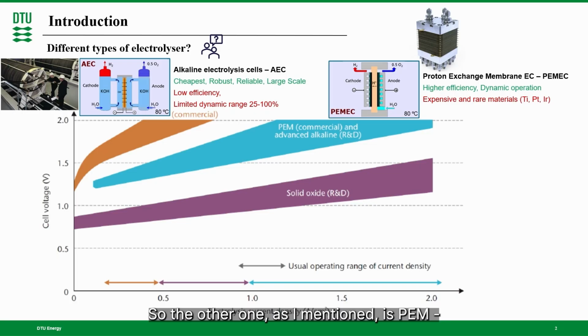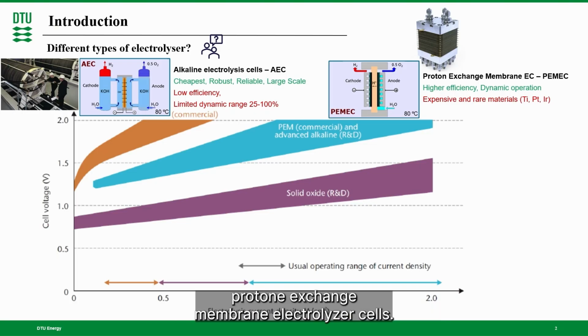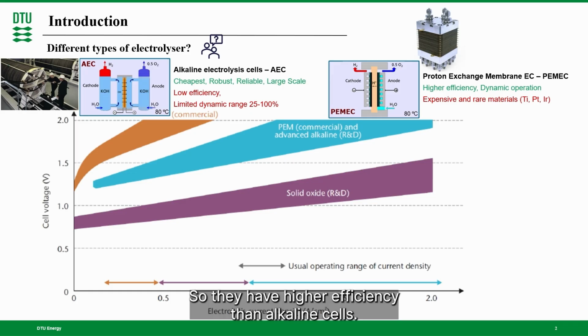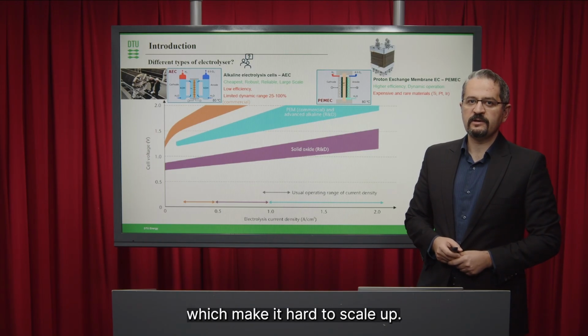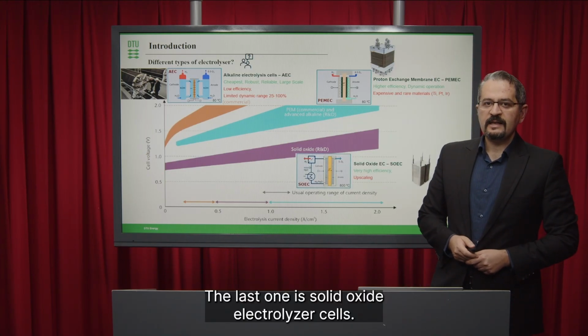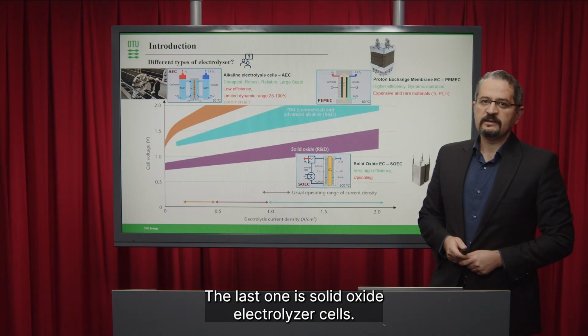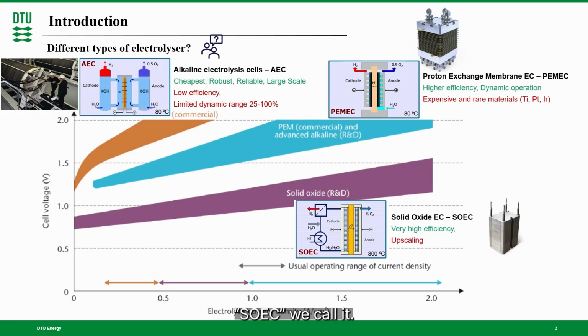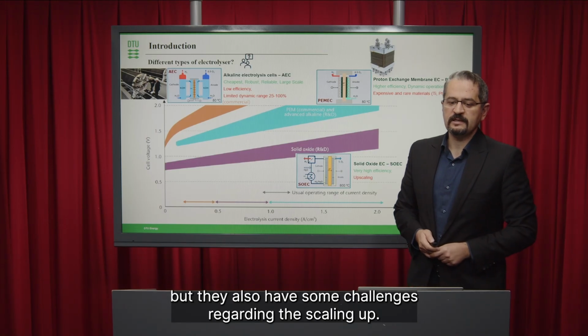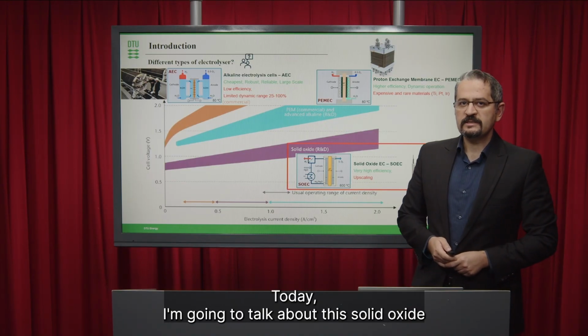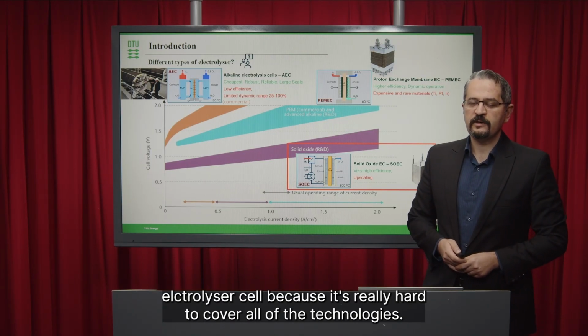The other one, as I mentioned, is PEM, proton exchange membrane electrolyzer cells. They have higher efficiency than alkaline cells. However, they use expensive and rare materials such as platinum and iridium, which makes it hard to scale up. The last one is solid oxide electrolyzer cells, SOEC we call it. They have very high efficiency, but they also have some challenges regarding scaling up. Today, I'm going to talk about the solid oxide electrolyzer cell because it's really hard to cover all of the technologies.